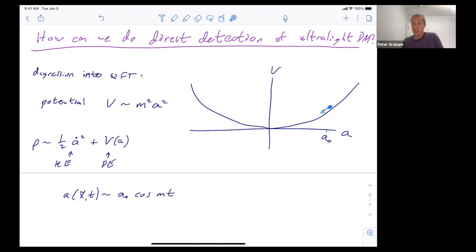And for right now, I'm pretending that the dark matter field is completely homogeneous. Actually, as I kind of showed you on that little animation on the slide, it will have some spatial gradients, and we'll get to that in a second. But for right now, yeah, those spatial gradients are small.